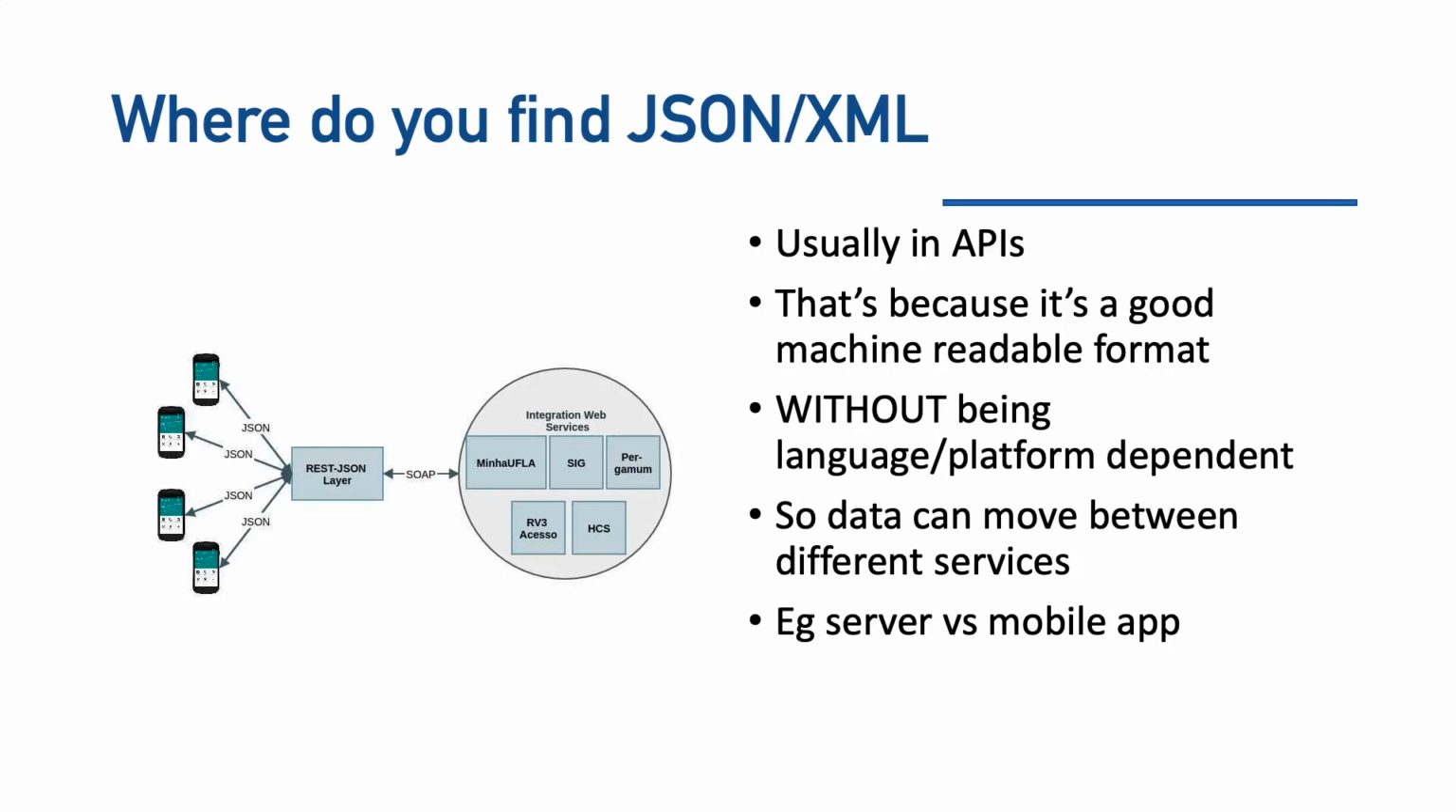So where do you actually find JSON and XML? You usually find it in APIs, and that's because it's a good machine readable format without being language or platform dependent. So data moves between different services, between a server and a mobile app, for example. You can also find it in any kind of data encoding. It's super common in APIs.